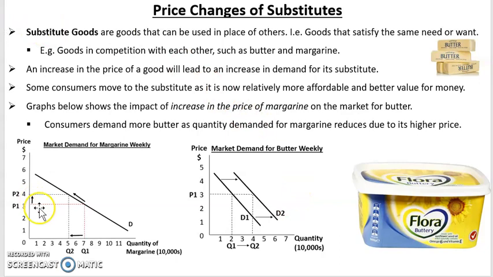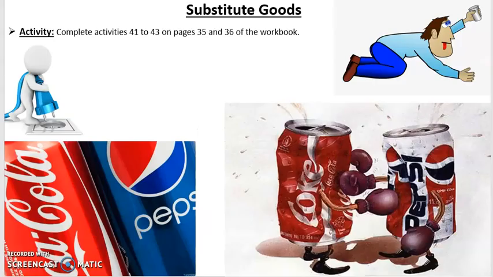So I'm going to ask you guys to copy down this slide, and this is one where I ask you to copy down both models, just so we can really see the relationship between changes in quantity demanded in the substitutes market versus the increase in demand in the other substitutes market. Okay, following that, gentlemen, you have 3 more activities to do, and these are activities 41 to 43 on pages 35 and 36 of the workbook.